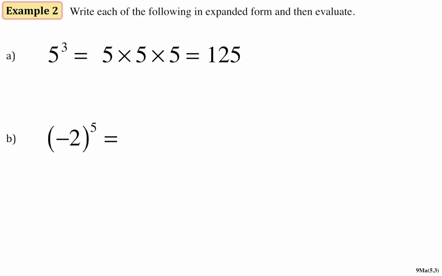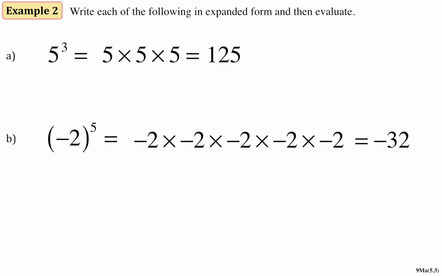Part B says negative 2 to the power of 5. So we have to do negative 2 times negative 2 times negative 2 times negative 2 times negative 2, 5 times. And we'll now look at this and see if we can figure it out. Negative 2 times negative 2 gives 4. Times it by negative 2 gives negative 8. Times it by another negative 2 gives plus 16. Times it by another negative 2 gives negative 32. And of course you can do that on the calculator as well.